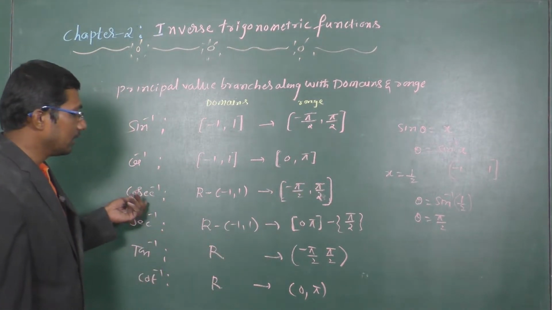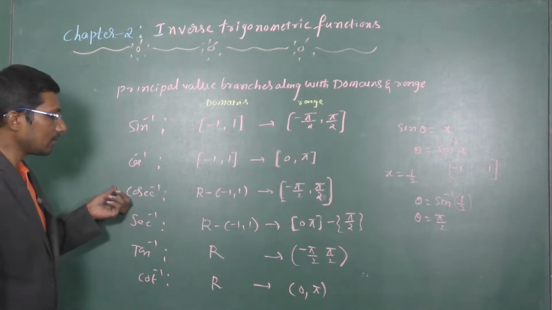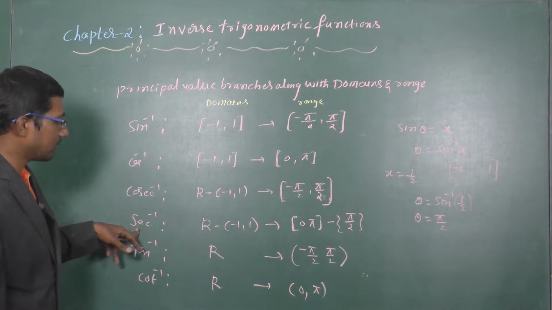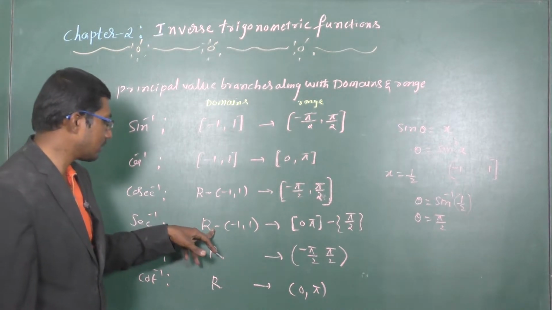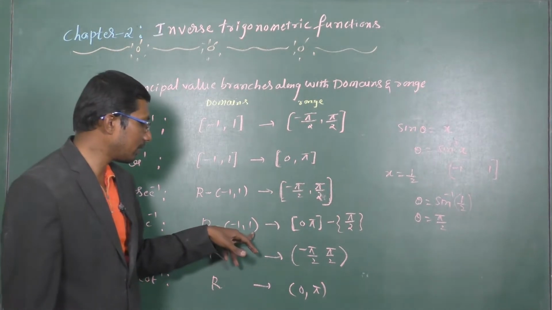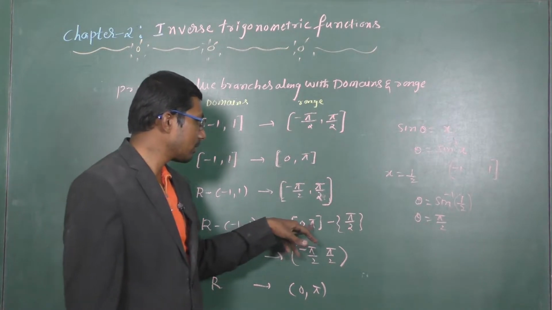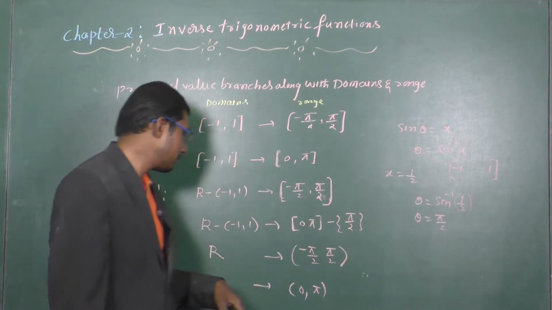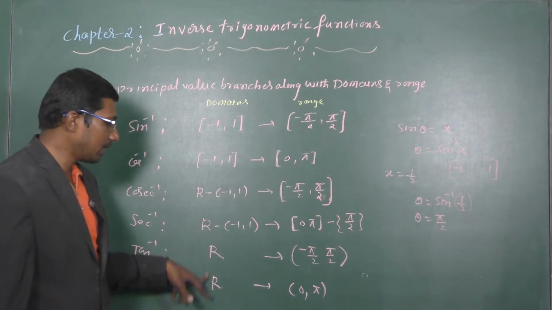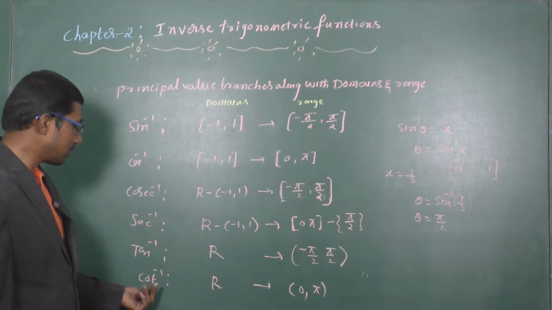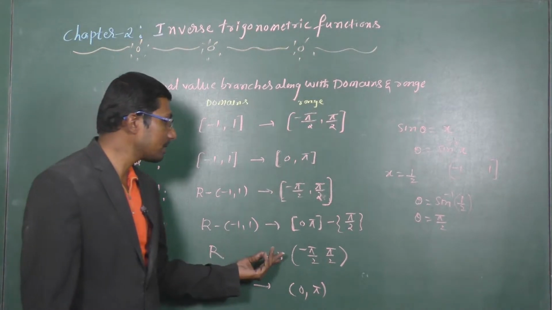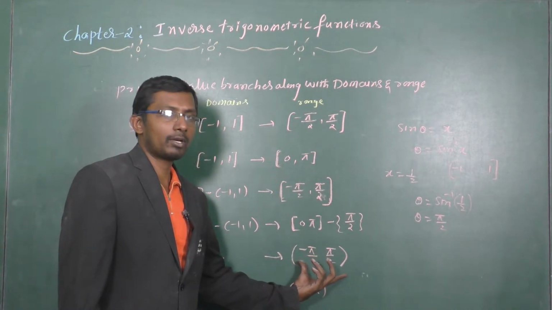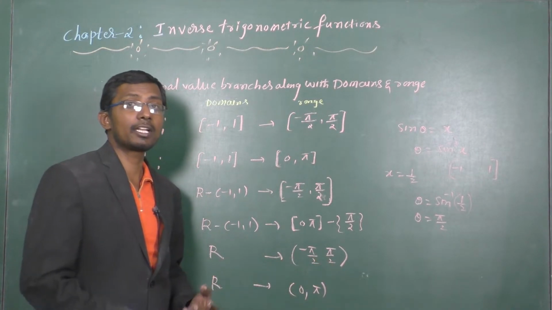Right? Next one. So next I have to go for secant inverse. What is secant inverse? The domain is a real number other than minus 1 to 1. Then the range is 0 to pi, other than pi by 2. That's the meaning. Next, what is tan inverse? The domain of tan and cot inverse is all real numbers. So what's the range? Minus pi by 2 to plus pi by 2, an open interval. Open interval means excluding the endpoints.